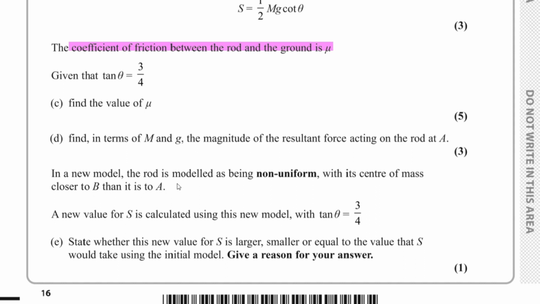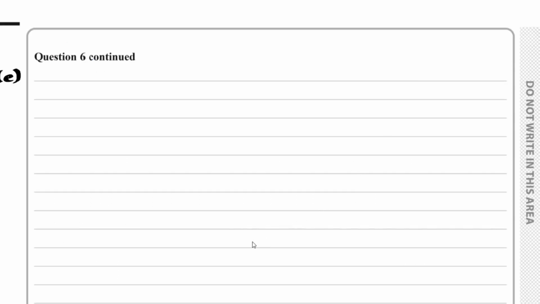In a new model, the rod is modelled as being non-uniform, with its centre of mass closer to B than it is to A. A new value for S is calculated using this new model with tan theta equaling 3/4. We have to state whether this new value for S is larger, smaller, or equal to the value S would take using the initial model. Give a reason for your answer. Well, for part E, the new value would be bigger.